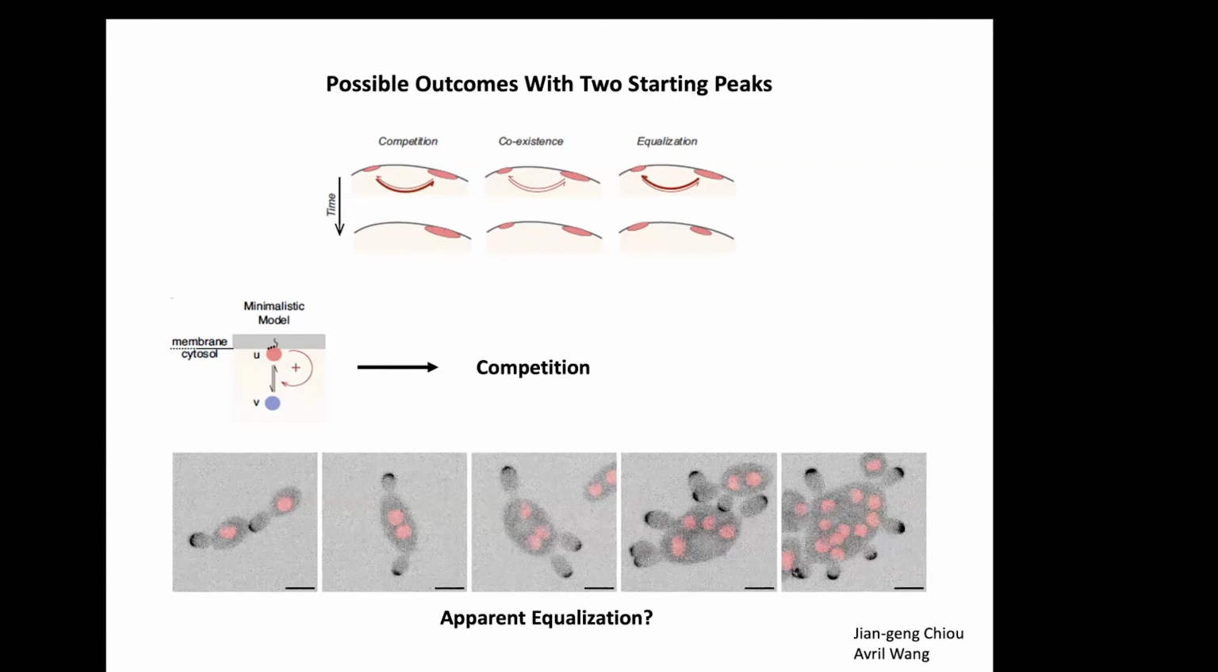I didn't tell you, but the black here is a fluorescence on a polarity marker. And it looks like they equalize. And if we film them making the polarity sites, they can start out quite different, but they'll end up the same before they start budding. So it looks like this guy is doing equalization, even though every model we analyzed was doing competition.